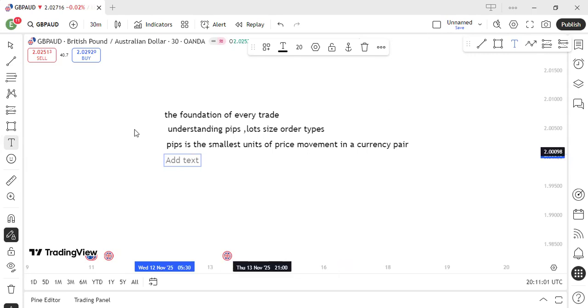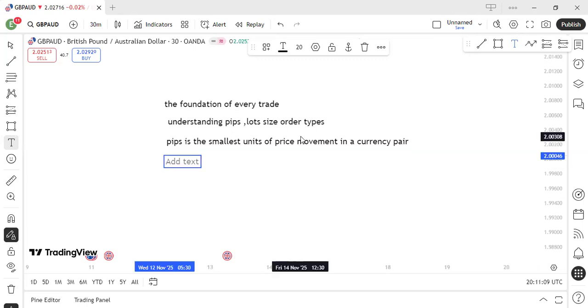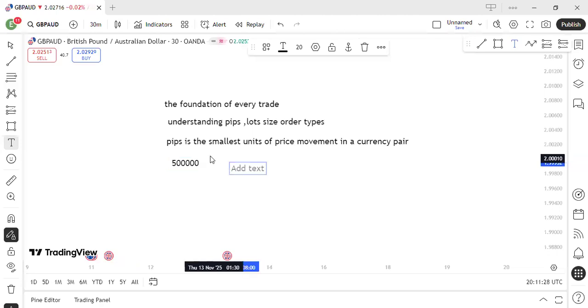Now, the thing you have to understand when it comes to pips is price movement. Price moves from year to year. If I tell you that the price of the laptop has moved from 500,000 to 800,000, that movement is called pips. I will explain. Price moved from 500,000 to 800,000.